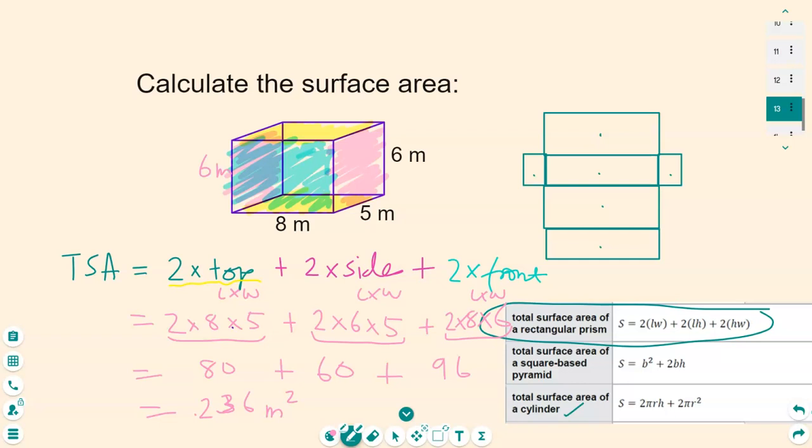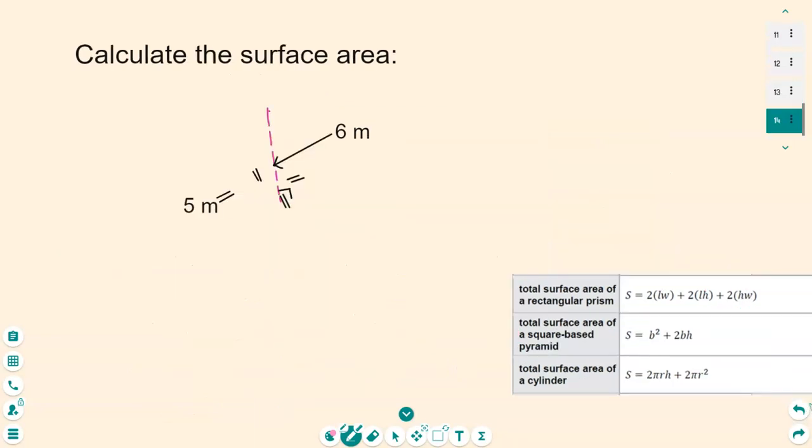And you might look on your formula sheet and see that. But I just want you to think you've got a front and back. So just do 2 times the front to cover those. You've got 2 sides. So just 2 times your side rectangle. And then you have your top and bottom. So you just times the top by 2 to get that total. Notice how these formulas are derived.